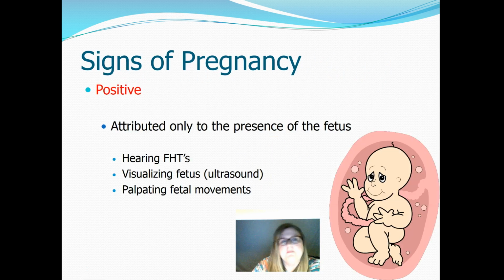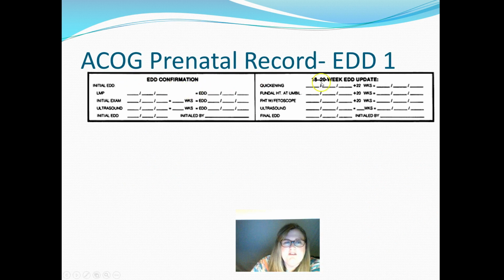So here's the ACOG record, and you guys have done a quiz for EDC, figuring out your EDC or EDD, estimated due date, and this is where you would fill it in. It would say, here's our initial exam, and this is when we would palpate the uterus and kind of see what we think, and then what our ultrasound dates were, and then what our final due date was.